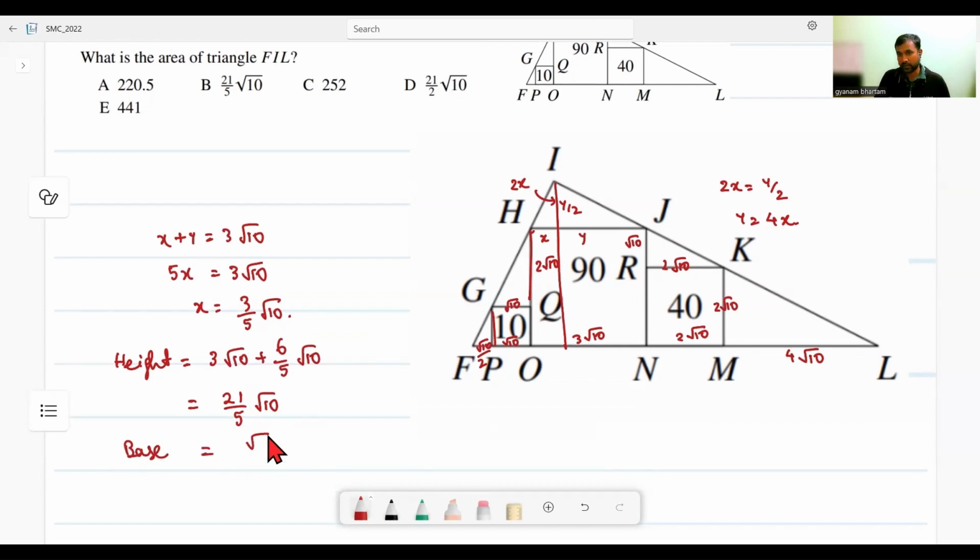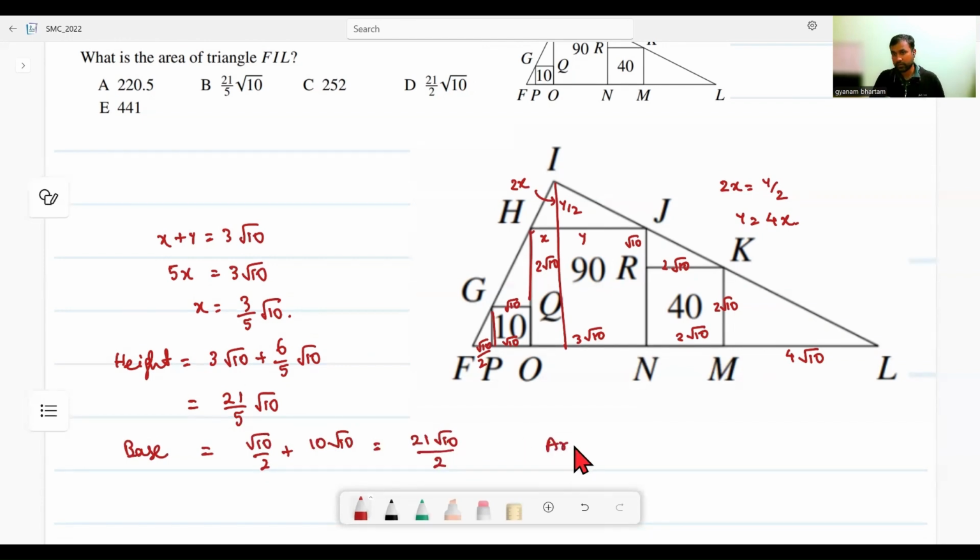the base of the triangle is square root of 10 over 2. But rest all is 10, 1 times, 3 times, so 4. 4 plus 2, 6 plus 4 is 10. So this is going to give 21 root 10 over 2, which is the same.